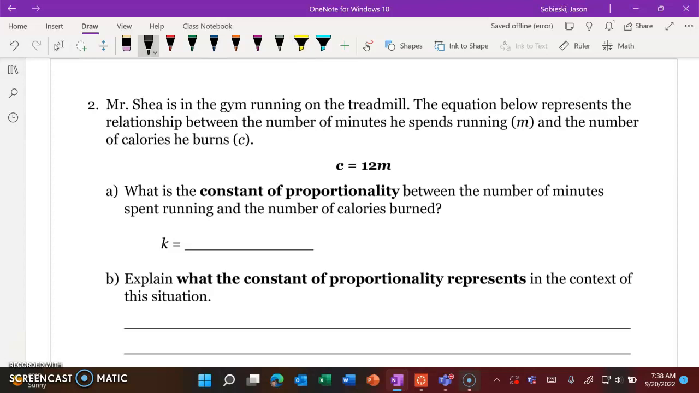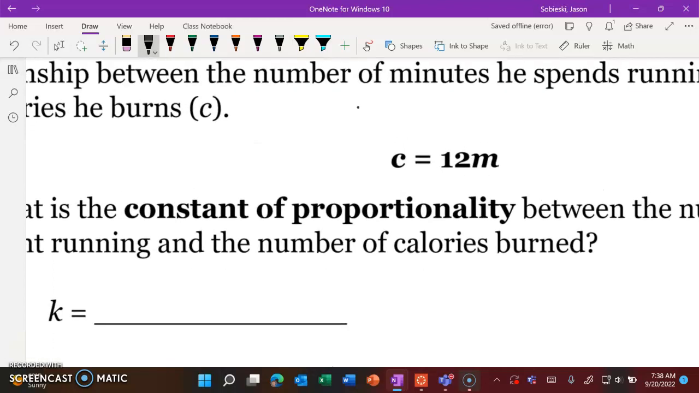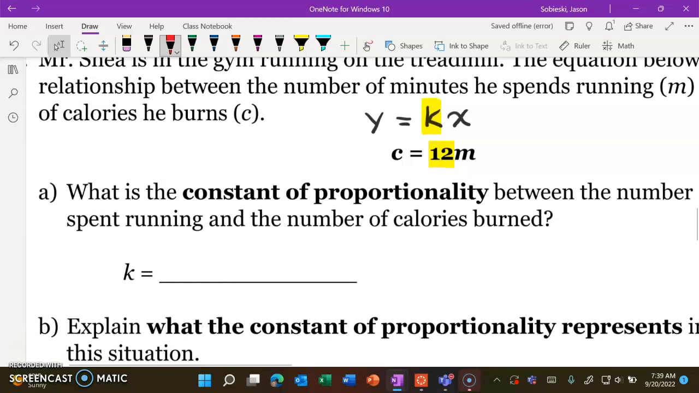So again, I'm just going to rewrite up top the general form for our equations, always where y equals kx, right? And again, sometimes we swapped out, instead of y and x, in this case we were using c and m. However, we just need to be able to find this k number, which in this case would just be 12. So you want to make sure if you are given an equation, you can find that constant of proportionality.